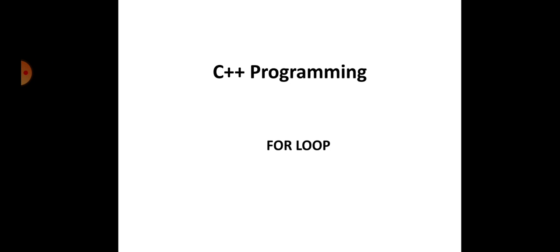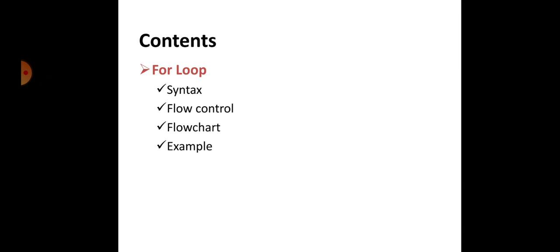Today I am going to discuss the for loop. In a for loop, these are the contents. First one is syntax. Second one is flow control. Third one is the flow chart. And one example I am going to discuss.